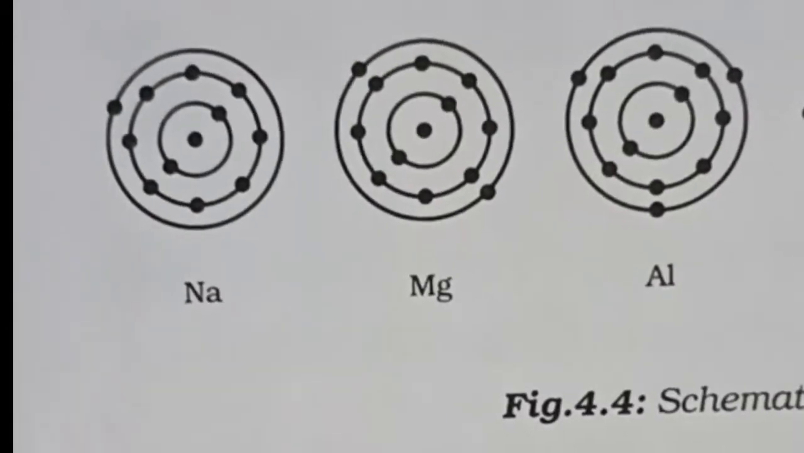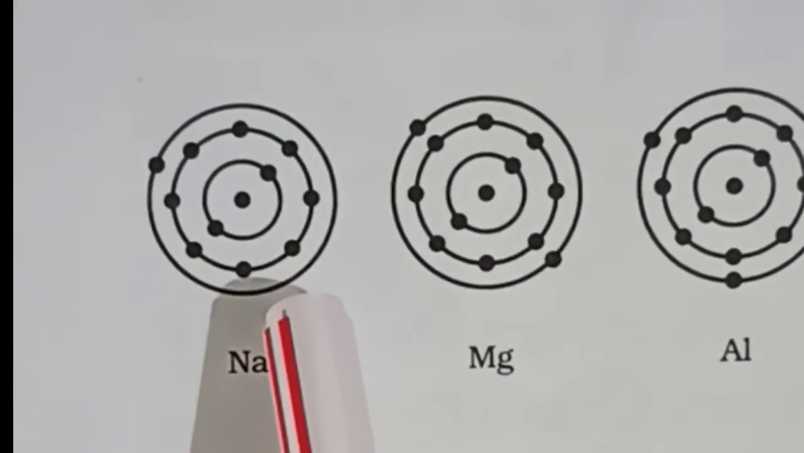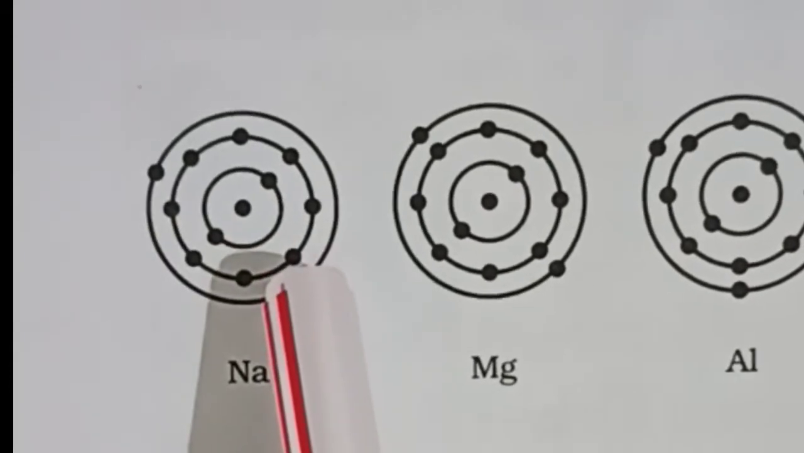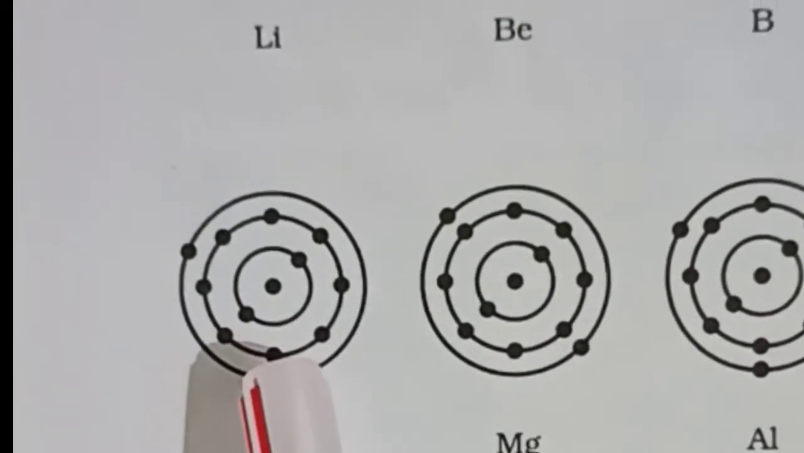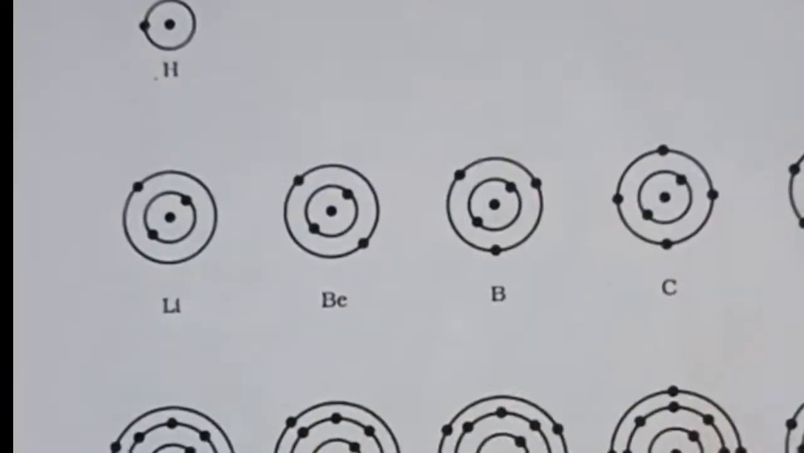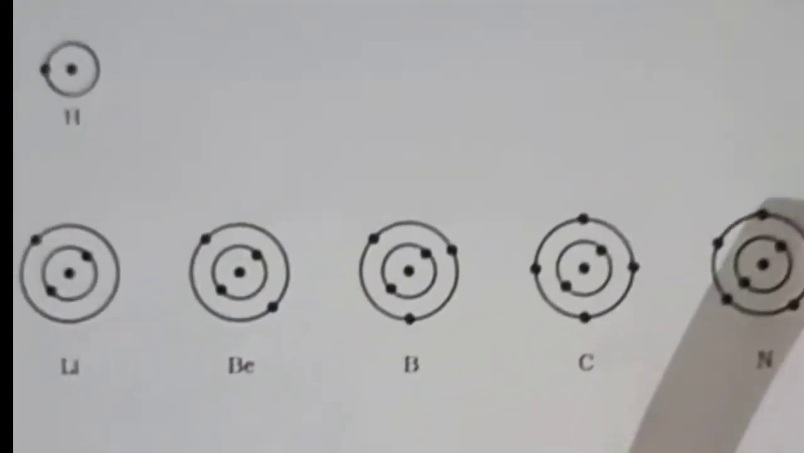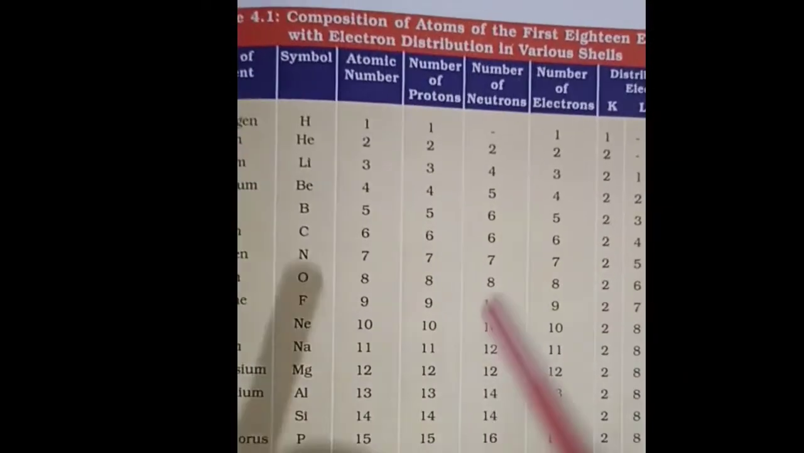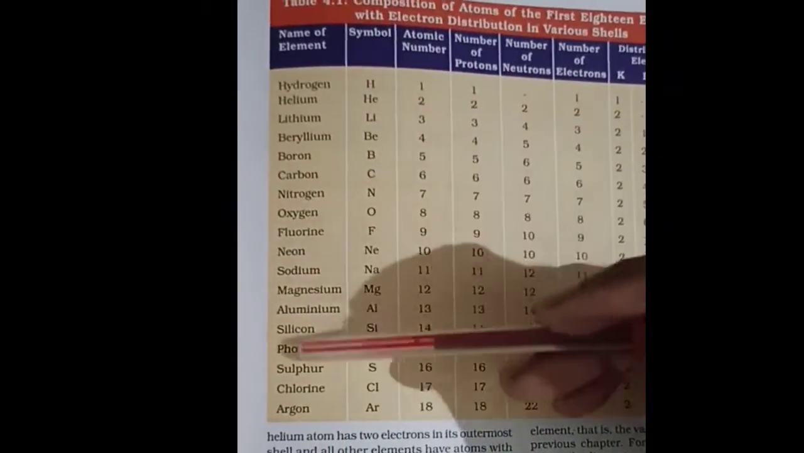Similarly, we have sodium. Here we have first orbit 2 electrons, second orbit 8 electrons, and third one 1 electron. So we have learned here that in the first orbit 2, then 8, and so on. When we know the atomic number, we will know the electron distribution. You should all learn by heart the atomic numbers of at least 1 to 21.